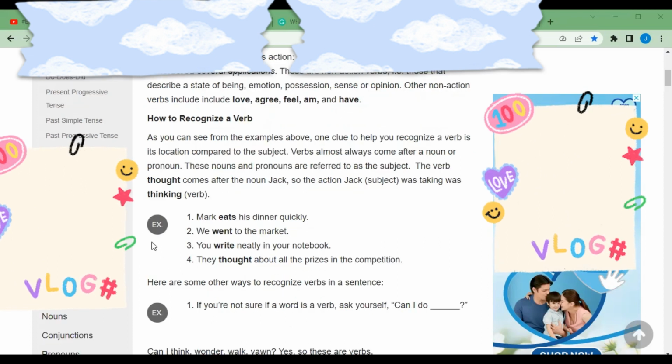For these examples: "Mark eats his dinner quickly." Mark is the subject and eats is the verb. In bold: "We went to the market." "You write neatly in your notebook." "They thought about all the prizes in the competition." So in bold, went, write, and thought are verbs.